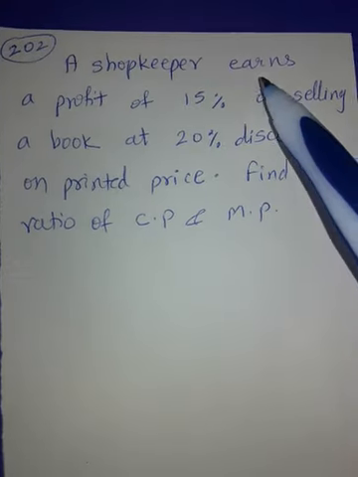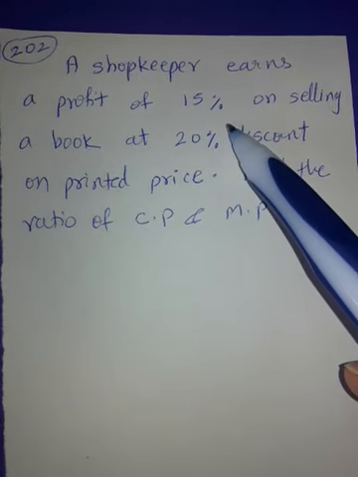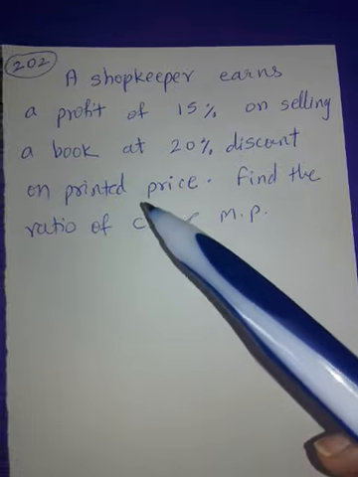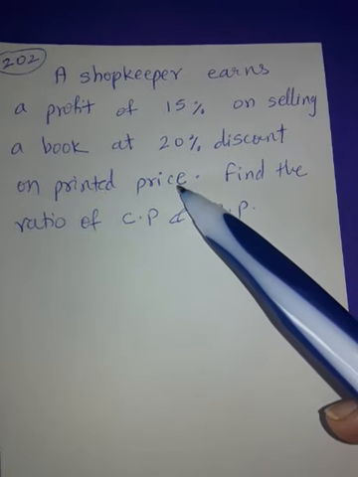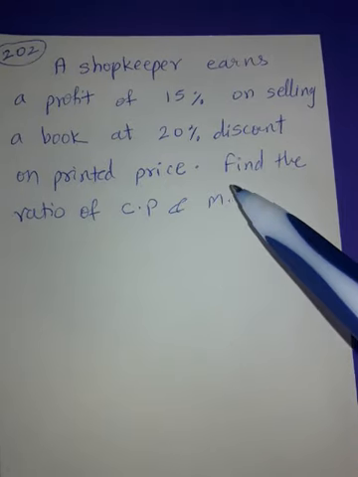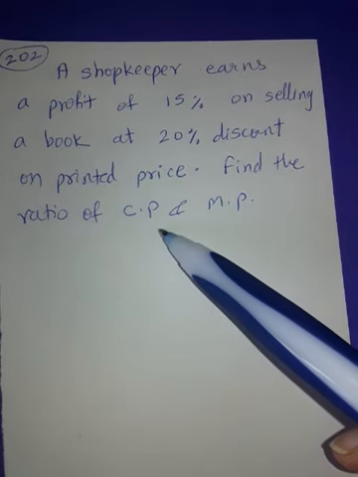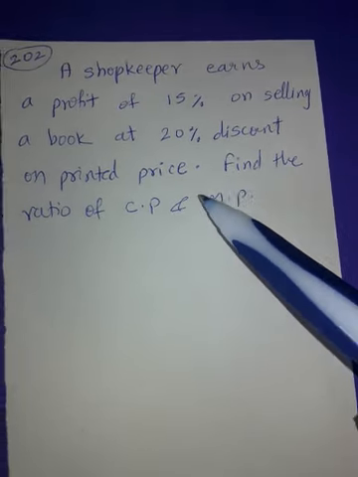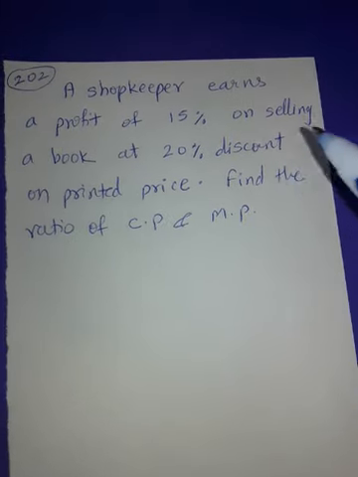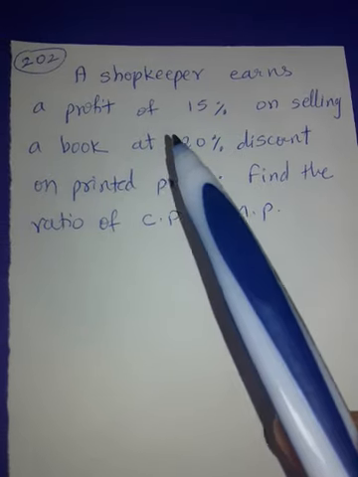A shopkeeper earns a profit of 15% on selling a book at 20% discount on the printed price. Here instead of using the word mark price, they have used the word printed price. Find the ratio of cost price and mark price, that is printed price. It's the same as mark price and printed price, they are same. Meaning is same.